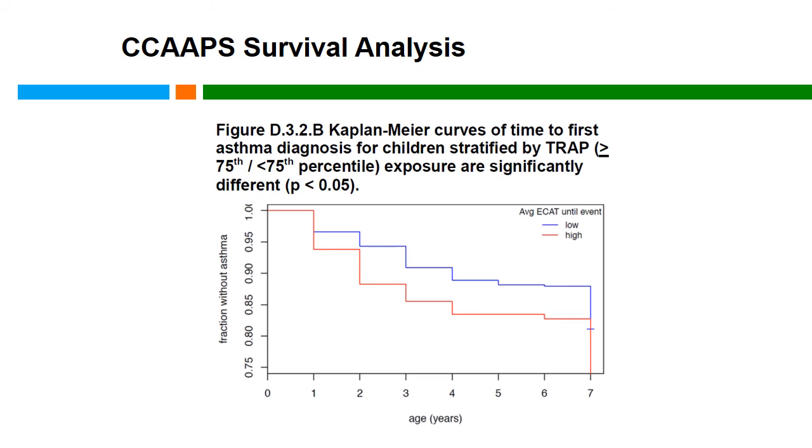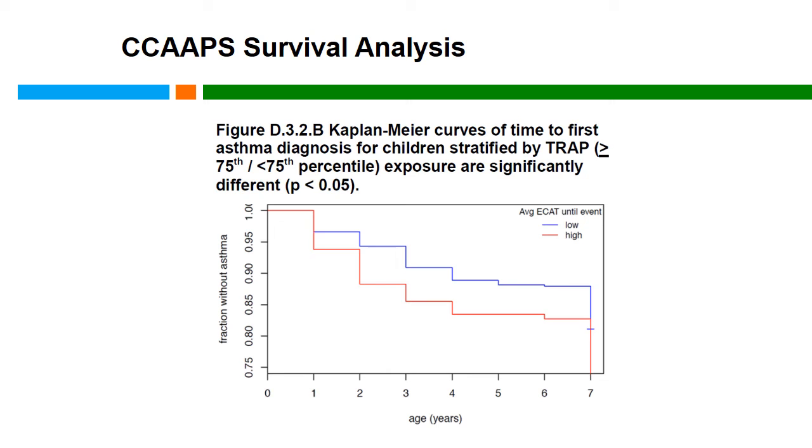Here's a Kaplan-Meier curve presenting the cumulative probabilities of survival. So in this case, it's the time to asthma diagnosis for the CAPS cohort. The blue curve represents the cumulative probabilities of survival. And remember, in this case, survival is not having been diagnosed with asthma. And the cumulative probabilities of survival on the blue curve are those children in the cohort who were exposed to low levels of air pollution at birth.